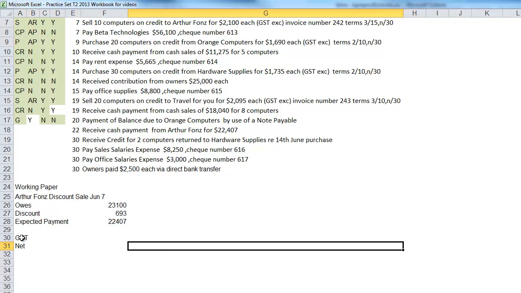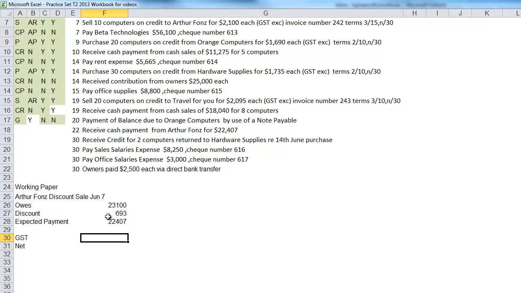So GST will divide by 11, because this is the discount we're giving on the total, which includes GST. So the GST will be 1/11 of that. Then we multiply that by 10 to give us the net amount, and we add those two together. 630 plus 63 equals 693. So this will make it reasonably straightforward now to do our journal entry in the special journal. So which special journal? It's cash receipts.